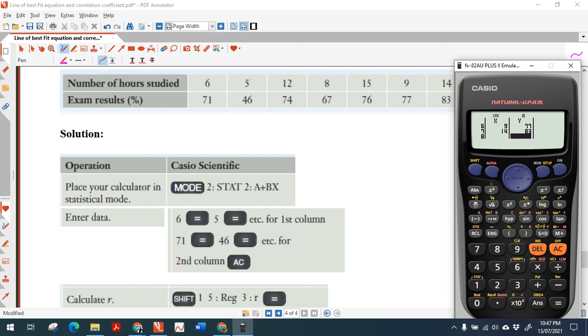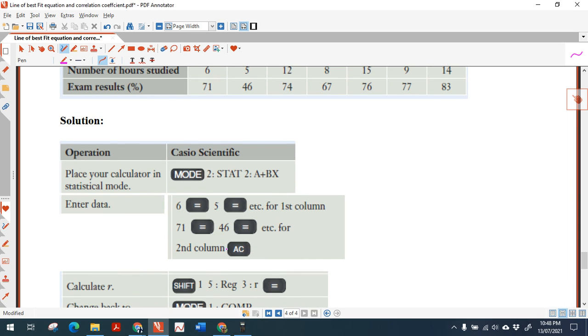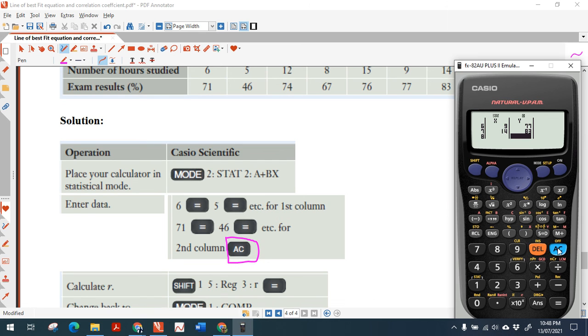Now, this is important. You've actually got to press the all clear button next. So this button here, I'm going to press the all clear button. So let's do that, all clear. Then it tells me to go shift and then 1. The reason it says 1 is because there's a little stat feature there, shift 1. And then I'm going to choose 5.